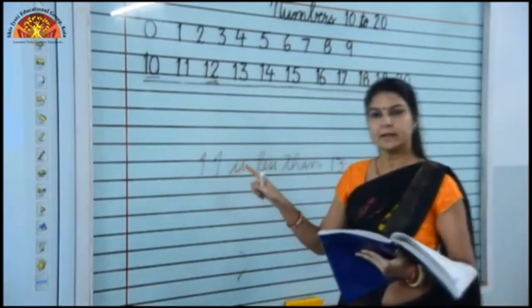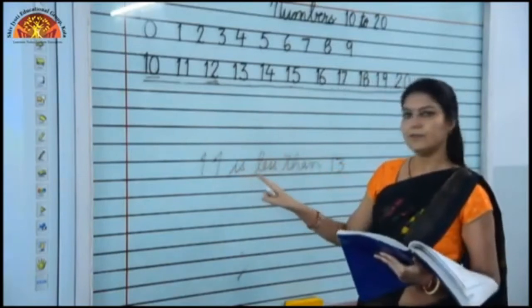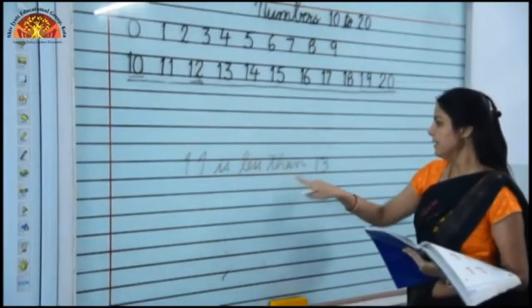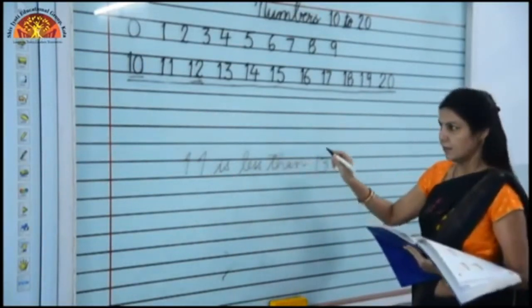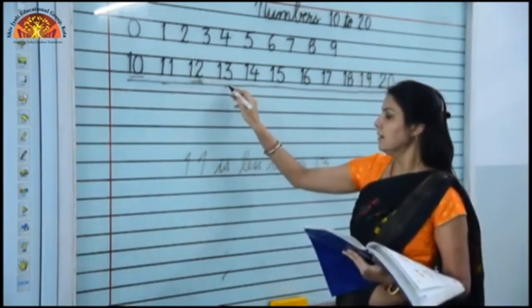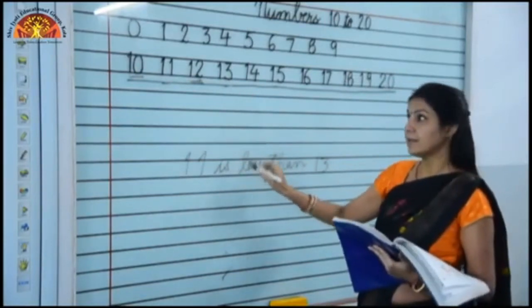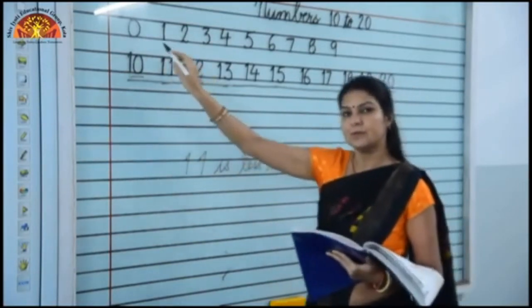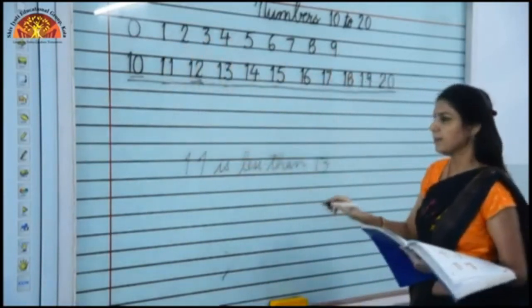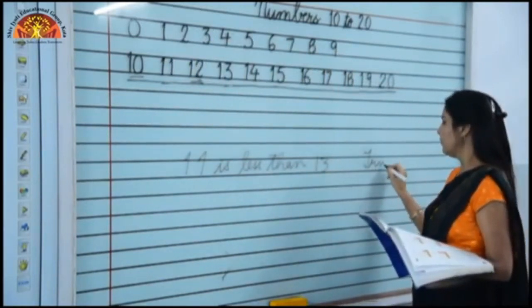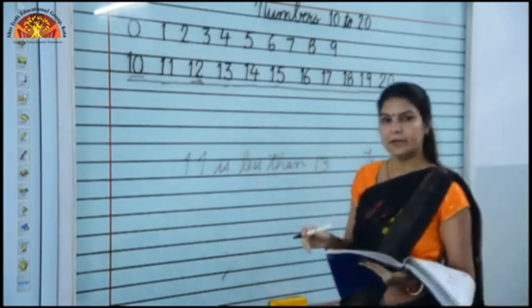If the statement is correct, then we will write true. If it is not correct, then we will write false. So what is written here? 11 is less than 13. Now see where 11? 11 is here and 13 is here. And the statement is saying 11 is less than. It is less than because it is near to 0. It is closer to 0. So this statement is also correct. 11 is less than 13. So we will write true in front of this. I hope you have understood. Rest of the sums you can do yourself.